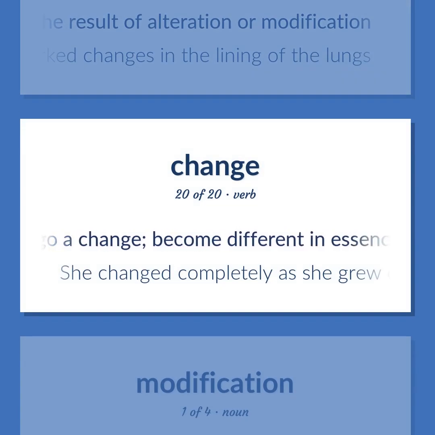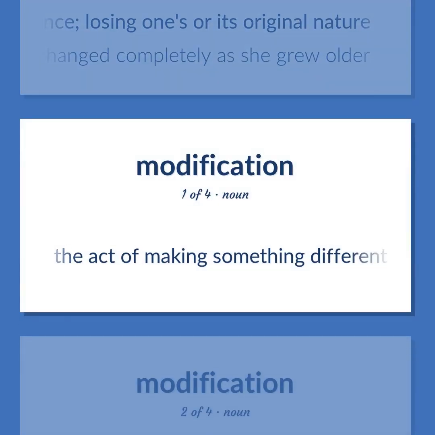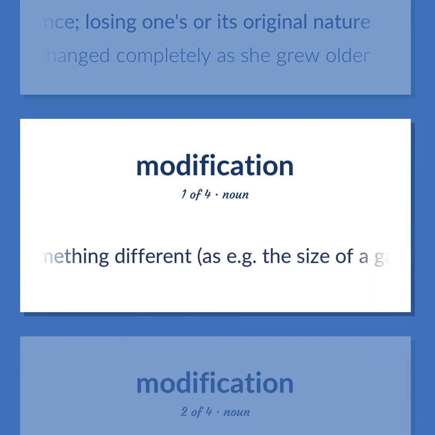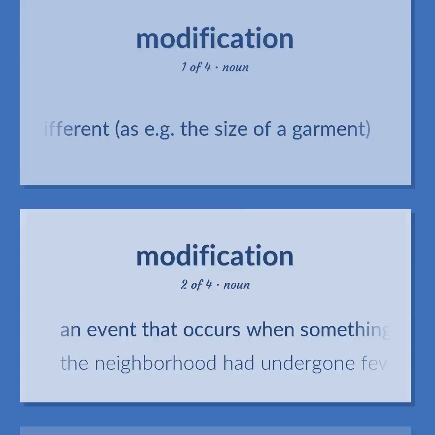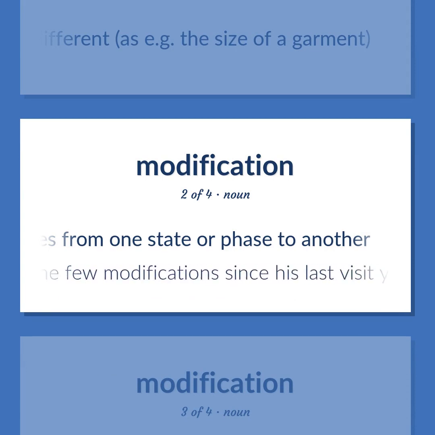Undergo a change. Become different in essence, losing one's or its original nature. She changed completely as she grew older. The act of making something different, as e.g. the size of a garment. An event that occurs when something passes from one state or phase to another. The neighborhood had undergone few modifications since his last visit years ago.